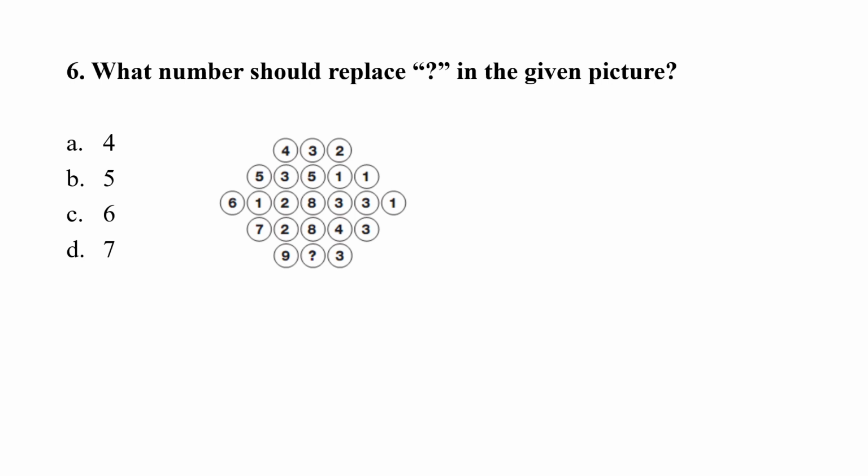Question number 6. What number should replace question mark, that is this one, in the given picture? Options given are option A, 4, option B, 5, option C, 6, option D, 7. So studying this figure, if we plus 4 and 2, we will get 6. So this middle number is half of this, which is 3.